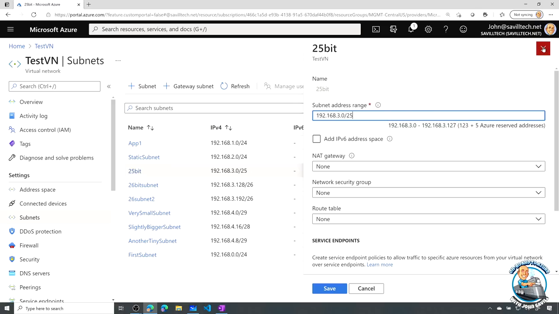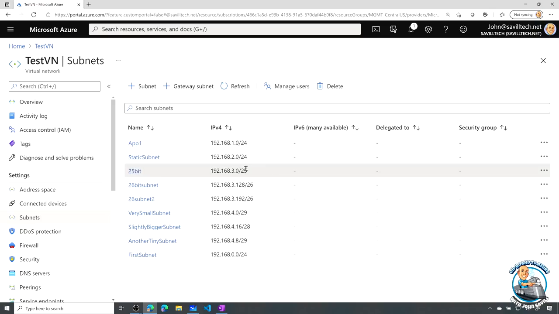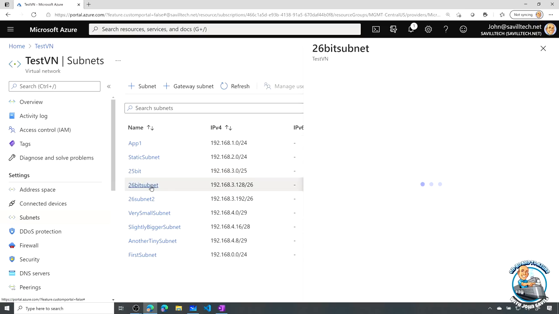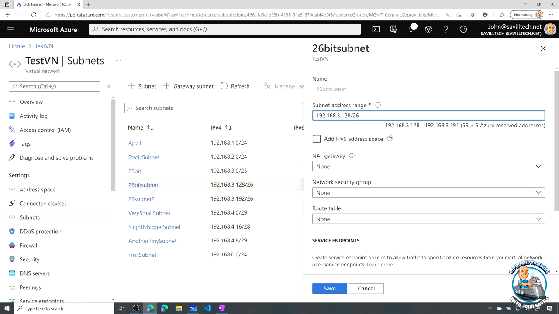Then I thought I'd have a bit of fun. After that, the next usable address space would have been .128, so I went and created a /26. There we can see my address space is now 128 to 191. But again, you get 59 usable because we lose five through Azure.